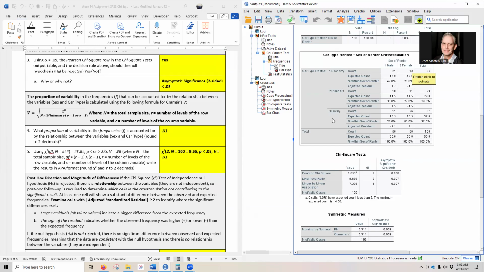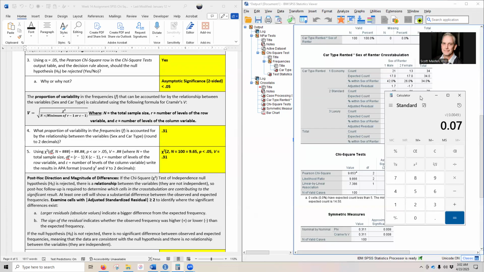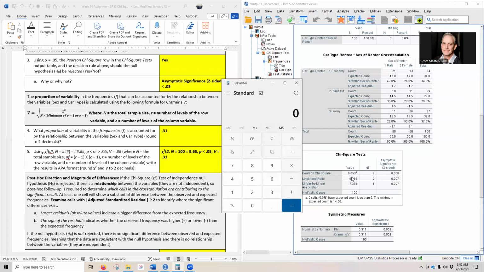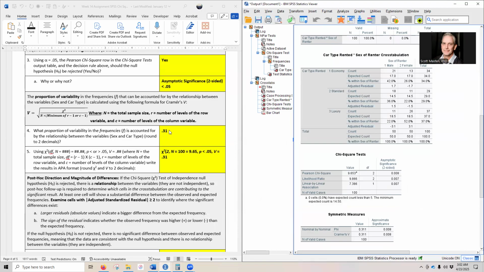So we do the minimum, which would be the number of columns minus one. So the bottom here is 100 times the minimum, which would be one. So it's just 100 in the bottom. To calculate Cramer's V, we get our chi-square of 9.653 and divide it by 100, because that's what we got down here. That gives you 0.09653, but don't forget to take the square root. The answer is 0.31. It is actually what SPSS gave us as well.